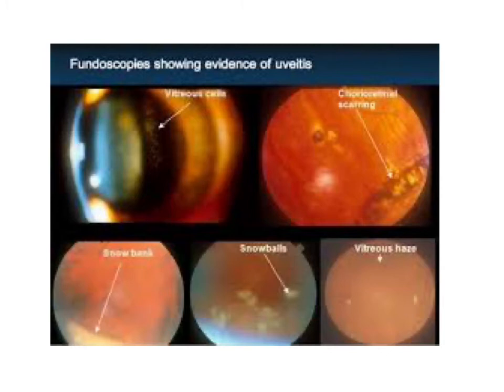So, after these signs, starting with the vitreous cells, vitreous haze, snowballs, and snow bank, it is intermediate uveitis. This is an active form of intermediate uveitis. But if the intermediate uveitis becomes inactive, you can see in the upper picture on the right side the RPE changes at the periphery of the fundus, hypopigmented and hyperpigmented RPE, indicating scarring in the periphery of the fundus, which indicates the inactive form of intermediate uveitis.